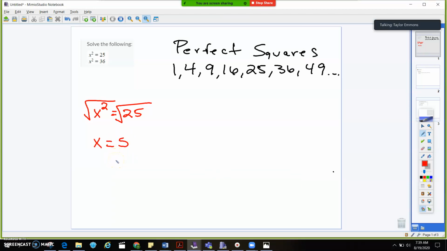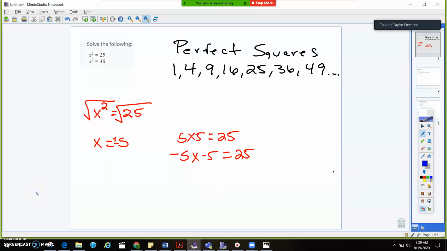But I'm not just going to have positive 5, I'm also going to have negative 5. The reason is, isn't 5 times 5 equal to 25? Yeah, but isn't negative 5 times negative 5 also 25? Yes. So whenever you take a square root of a value, you've got to make sure your answer is positive and negative.